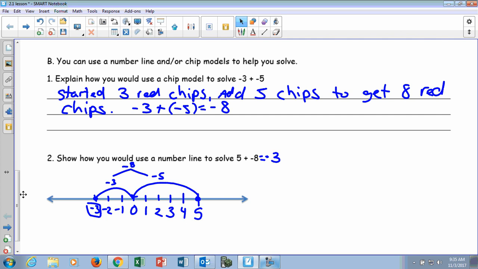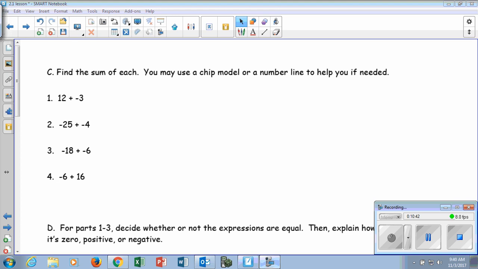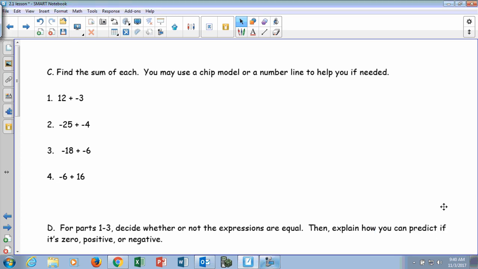All right, so in part C, I want you to use either the number line like we just did or the chips, and I want you to solve 1, 2, 3, and 4. Okay? We're going to solve 1, 2, 3, and 4. So I'm going to pause the video right now. All right, so we'll rotate using models. How's that? So what'd you get for number 1?